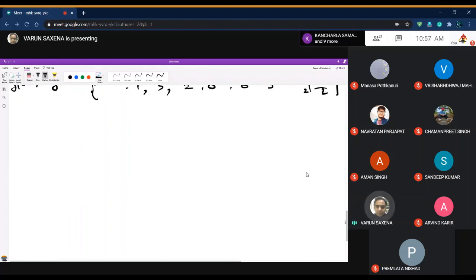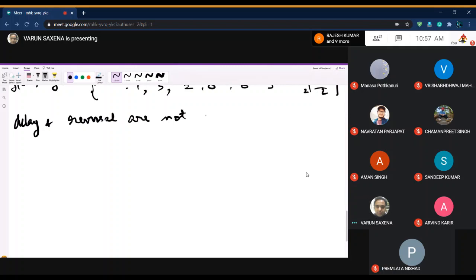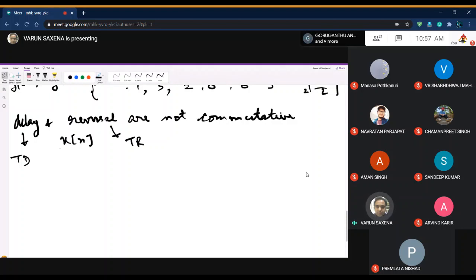Then there was another exercise that I gave you, and that exercise was, I said delay and reversal are not commutative. Did anybody prove this by themselves? I think nobody did. Okay. So the question is this. Let me call this delay as time delay td, and let me call this as time reversal tr. And you are given a sequence xn.